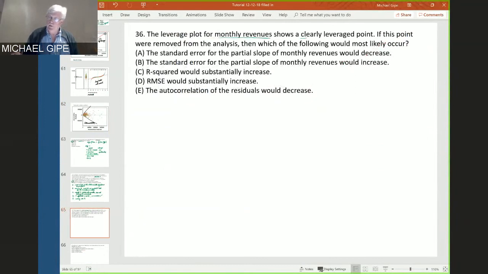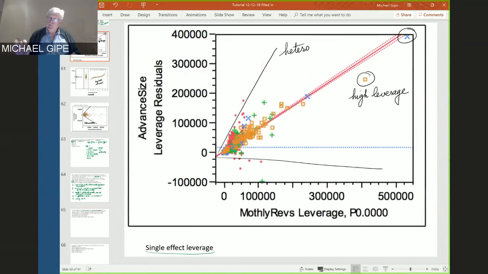Clearly leveraged point. If this point were removed from the analysis, then which of the following would likely occur? Remember leveraged. So look at that. It's leveraged. It means it's way out on the edge of the tree limb in the x direction. So if we move that a little bit, yeah, it would have a strong effect on the slope of the line. However, it is pretty close to the line as it is. So if we just pull it out, the line wouldn't change because we pulled it out.